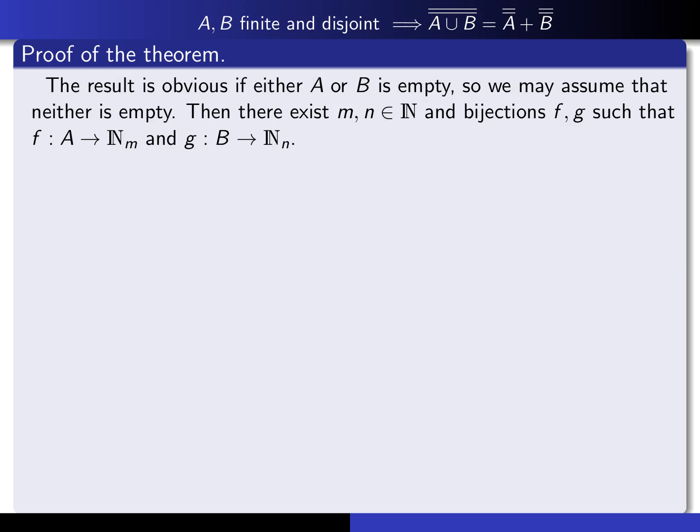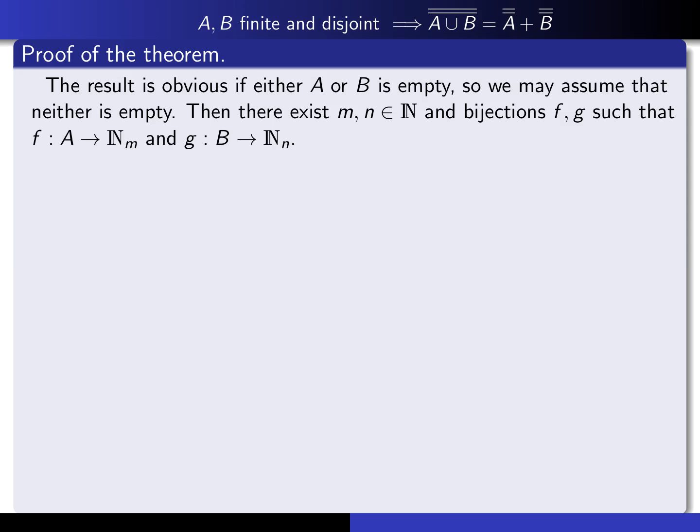So let's assume that neither A nor B is empty, and that means that there exist natural numbers m and n, and there exist bijections f and g, such that f is a bijection from A into N sub m, and g is a bijection from B into N sub n.